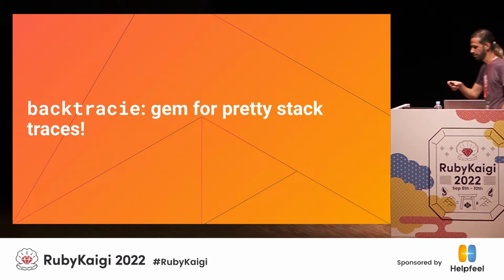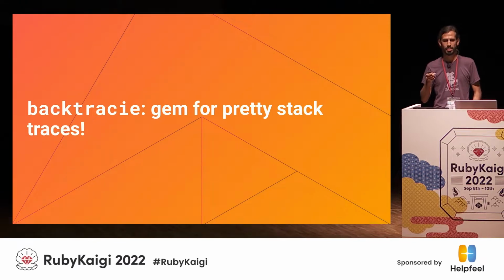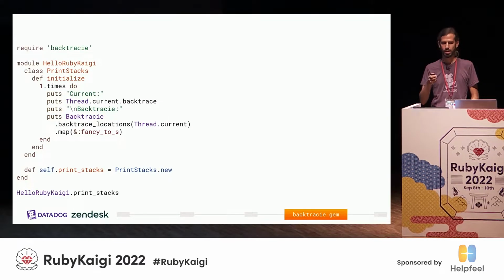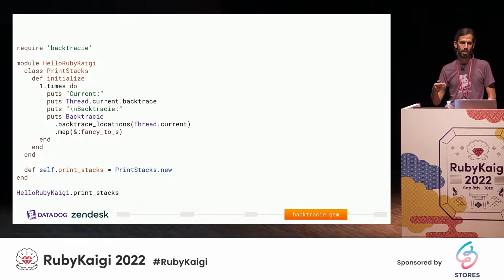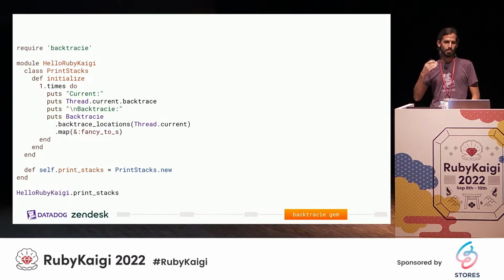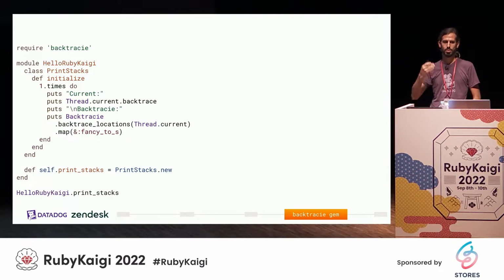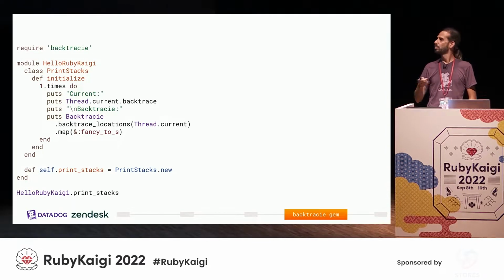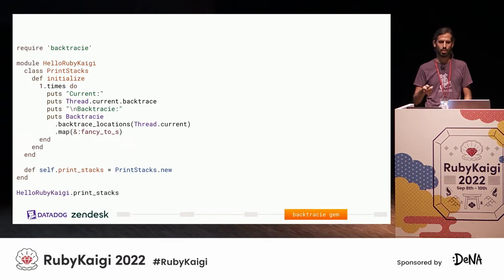Thank you. So yeah, we built this backtracey to contain all of these things, and I can give you an interesting example. So consider this very simple application. It has a HelloRubyKaigi module, a PrintStacks class, and an initialize. And inside that initialize, we do two things. We print the regular Ruby backtrace, and we ask backtracey to also print a backtrace. And then at the bottom, we call PrintStacks, which then calls PrintStacks.new, which then goes to the initialize. Pretty straightforward.